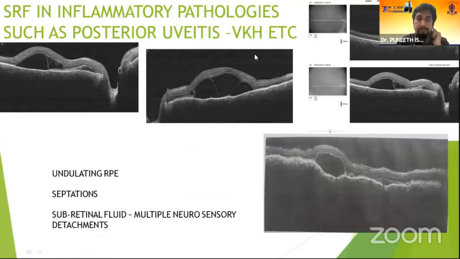Coming to inflammatory pathologies, Vogt-Koyanagi-Harada syndrome, you will find an undulating or wavy RPE. You will find multiple pockets of subretinal fluid. You will generally not find intraretinal fluid, and you will find septae in the subretinal fluid. This is very typical of VKH, and you can diagnose it on OCT.